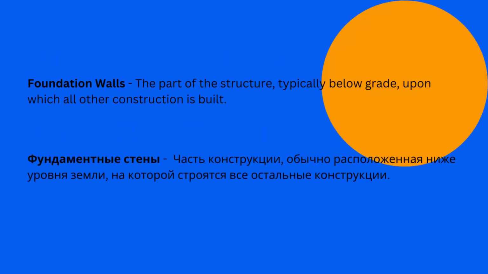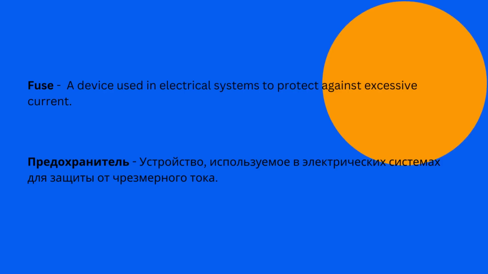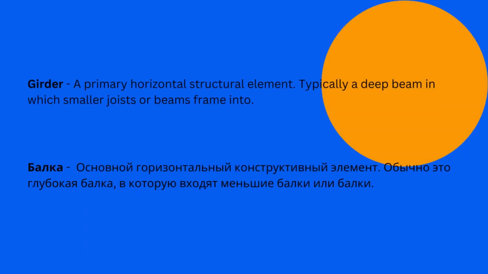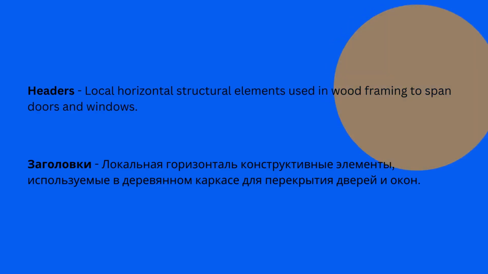Foundation walls. The part of the structure, typically below grade, upon which all other construction is built. Fuse. A device used in electrical systems to protect against excessive current. Girder. A primary horizontal structural element. Typically a deep beam in which smaller joists or beams frame into. Headers. Local horizontal structural elements used in wood framing to span doors and windows.